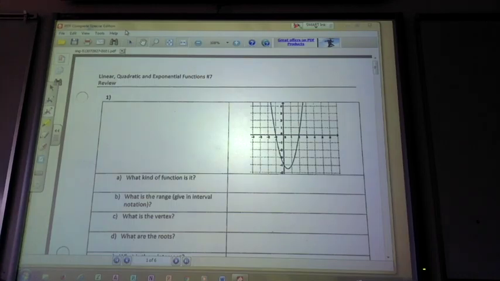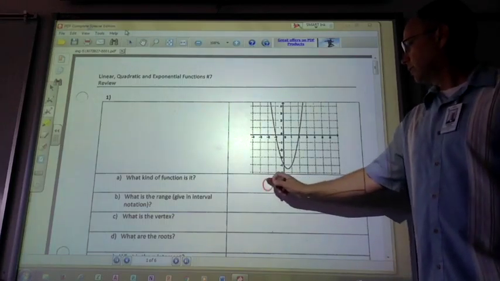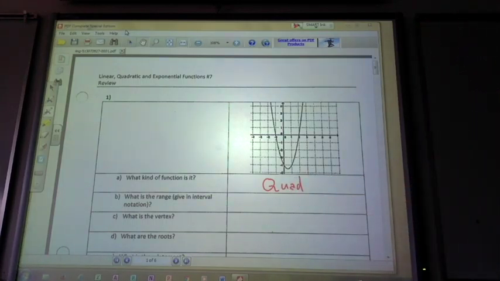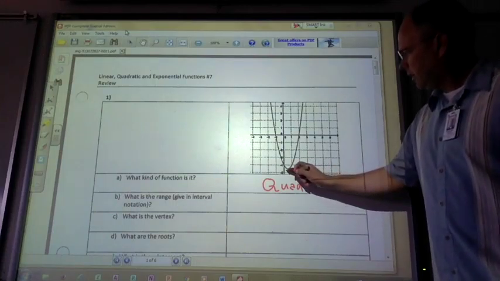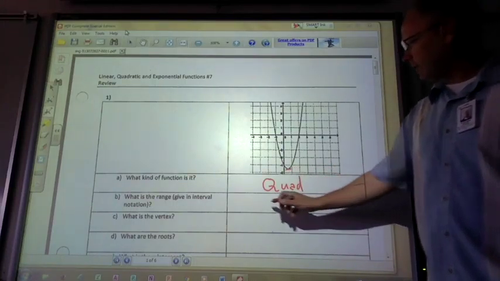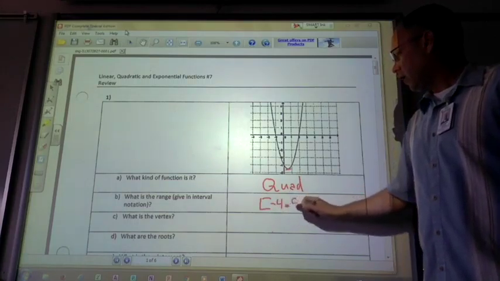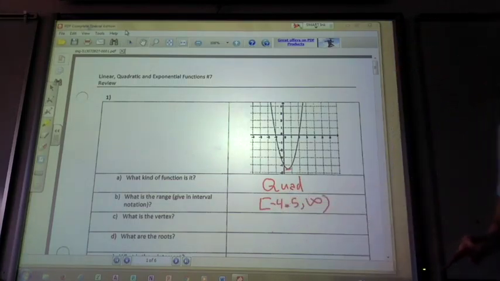All right. So this first one, what kind of function is this? Quadratic. We good with that? The range, give it in interval notation. The range goes in which direction? In the x direction, which is right, left, or up, down in the y direction? The y direction, so it goes up, down. So our range will start, yeah, it looks like about -4.5, right? So it goes from -4.5 all the way to positive infinity. What do you think? Everyone with me?